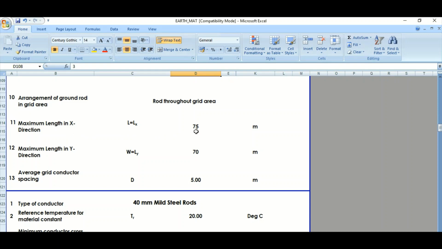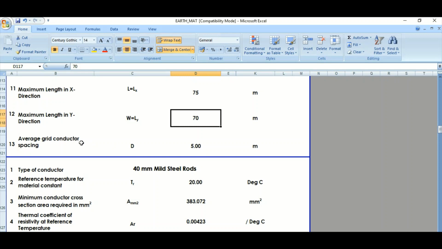Okay, now the maximum length Lx and Ly, that means this is the length of the area, whether it is the powerhouse, power plant area, or the substation area. Let's say this is 75 meter by 70 meter shape. Average grid spacing is considered 5 meter. That means 5 meter by 5 meter grid.